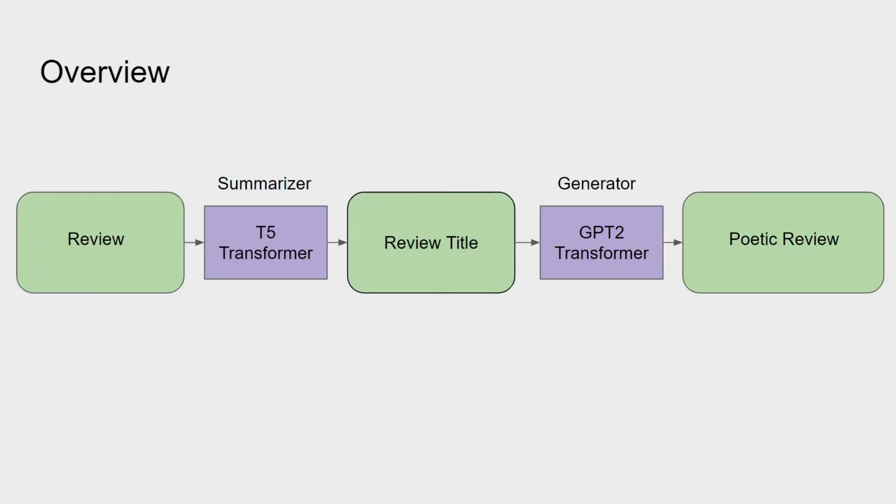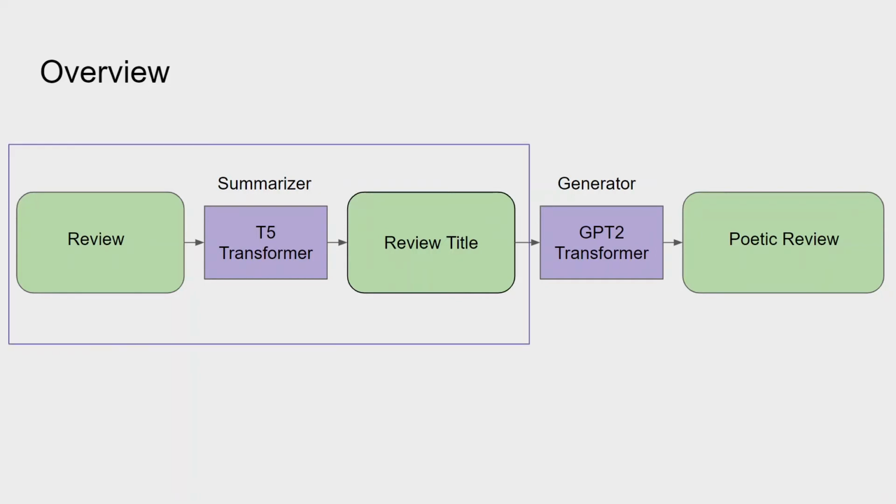Thanks, Steven. All right, so since we don't have a data set of reviews and their associated poems, we need to take a few in-between steps. So the first thing we do is we have a summarizer, which summarizes the review, and then we have a generator, which takes the review title and generates a poetic review from it. So let's take a look at how the summarizer works.